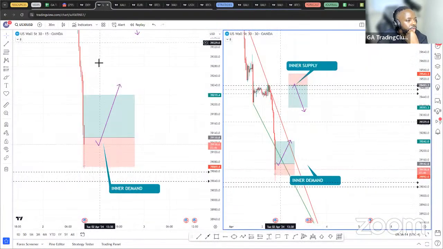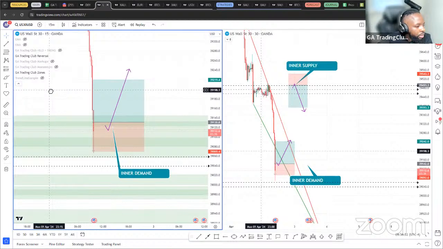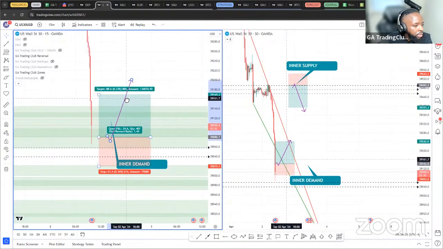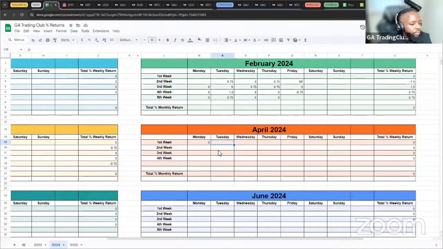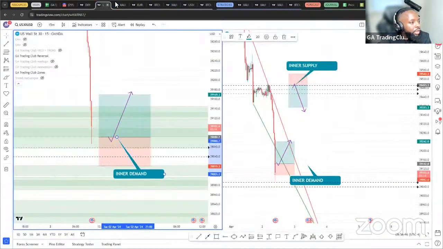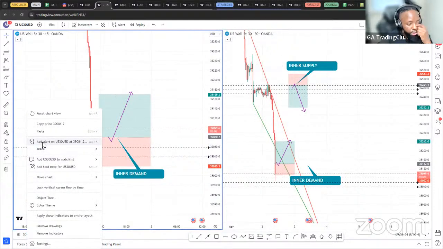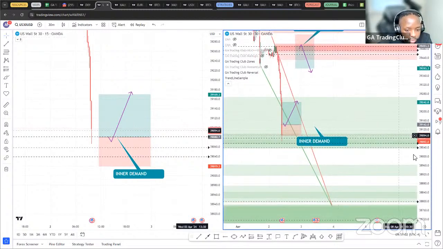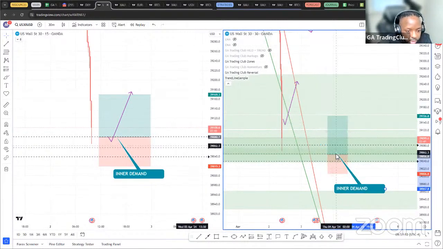All right, so let's find others. I need to stop starting off the month with a losing trade. This is annoying. Set an alert here. This is the 15-minute. And then for the 30-minute, all these zones have been taken out. So the next one is at 39,056, 057 area.